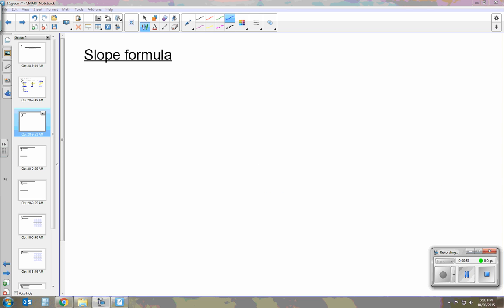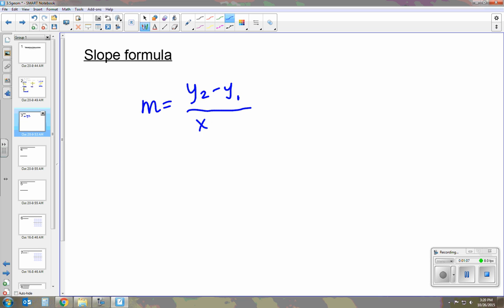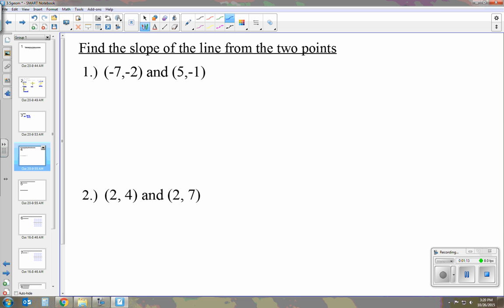Now we have to remember our slope formula. Remember the letter we use for slope is m, and our slope formula is y sub 2 minus y sub 1 over x sub 2 minus x sub 1. So we're going to be using that to find our slope. So let's look at our first question. It says find the slope of the line from the 2 points. What we always have to do is label our points first. So we have x sub 1, y sub 1, x sub 2, y sub 2. And we're going to write our slope formula down.